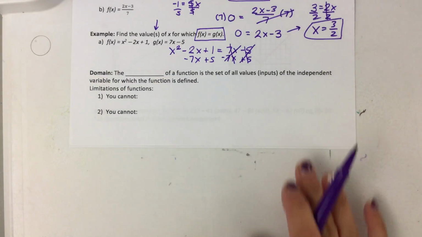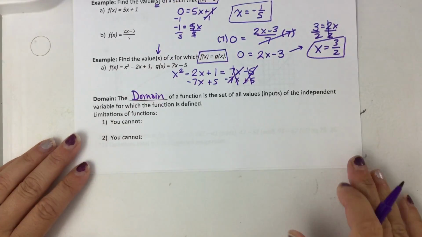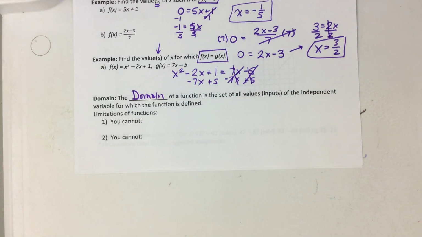Okay, moving on to something that is called the domain. The domain, hopefully you remember that what they're talking about are your x values. The domain of a function is the set of all of the inputs. Remember, x is input. It's the independent variable. It is set A. It is the domain, okay? It's all of those different things. But the domain of a function is the set of all values or inputs of the independent variable for which it is defined. So when we specifically look at domain, what we are looking for is where it's not defined.